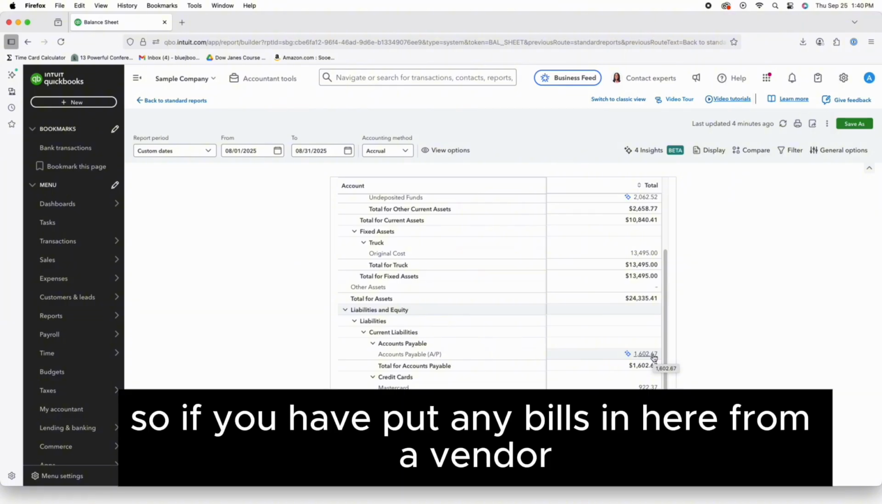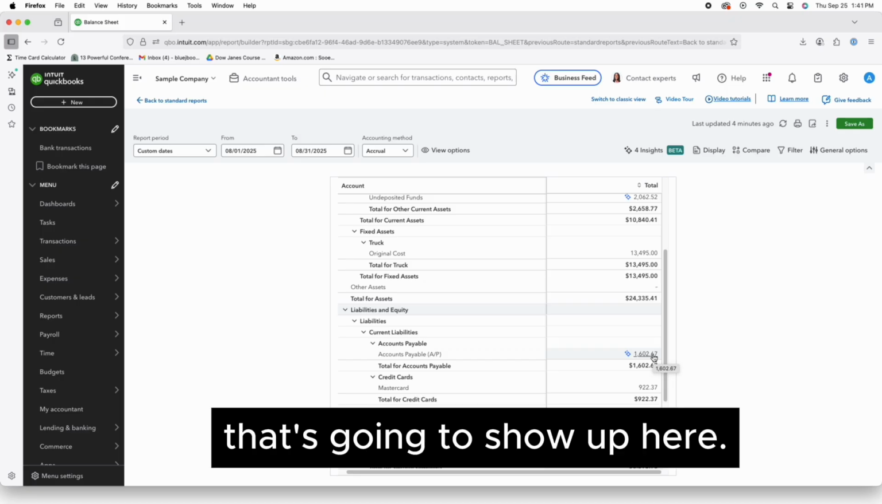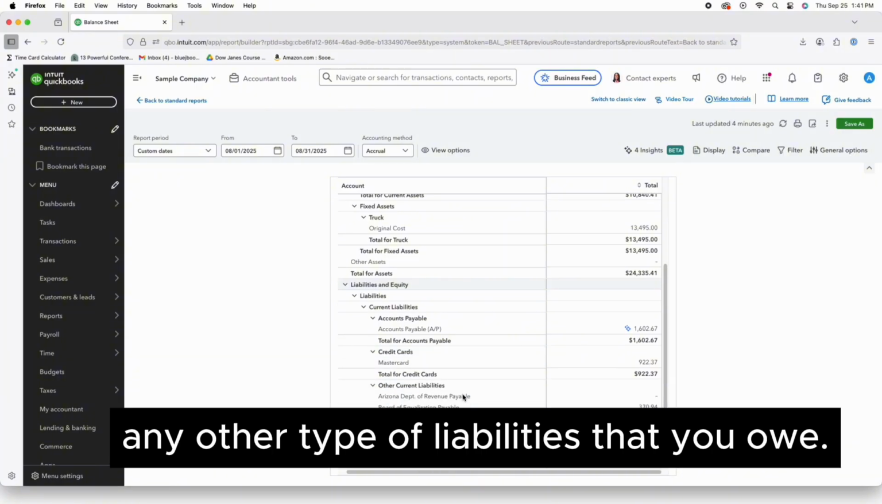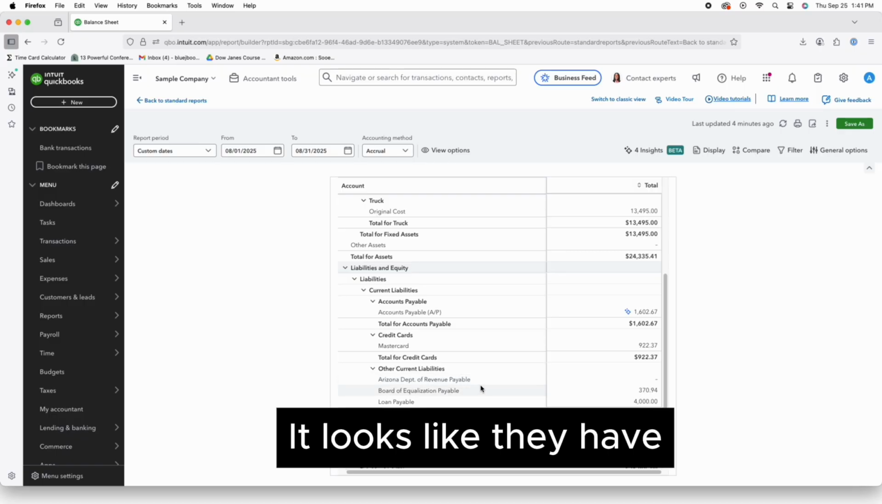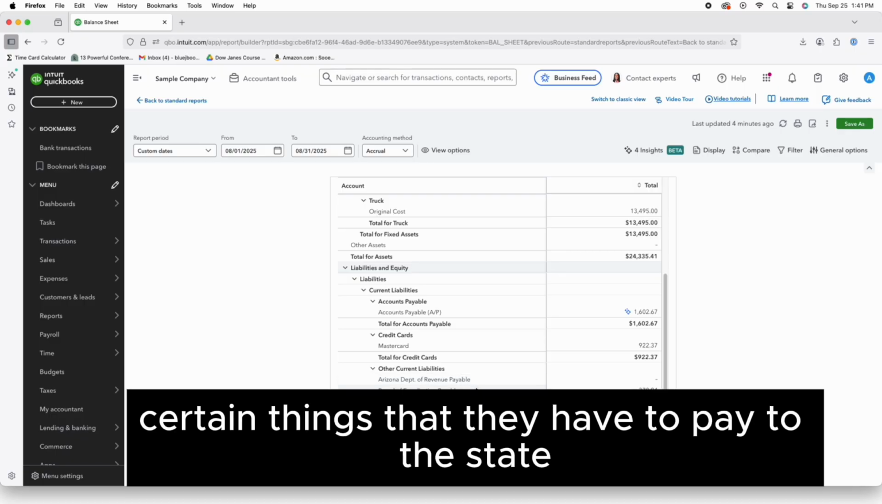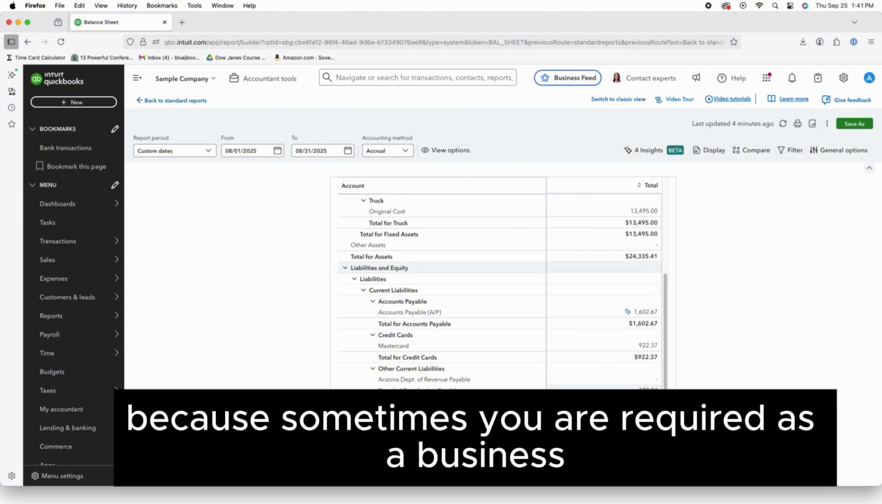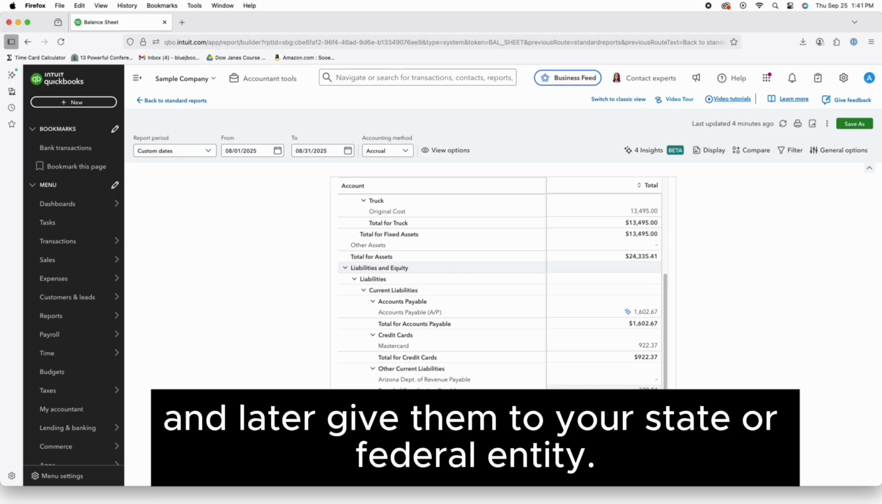So if you have put any bills in here from a vendor and you owe them money, that's going to show up here. Credit cards are going to show up here. Any other type of liabilities that you owe, it looks like they have certain things that they have to pay to the state. So they're recording those here because sometimes you are required as a business to hold on to funds and later give them to your state or federal entity.